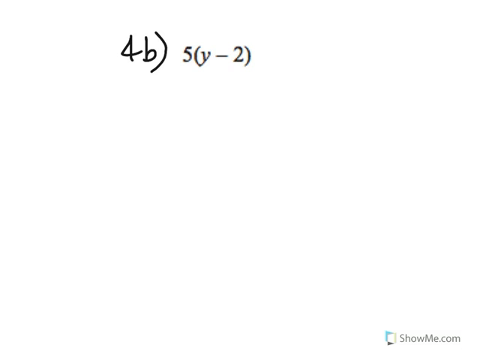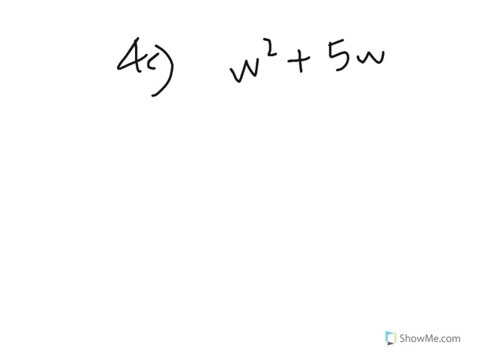You're just being asked to multiply out 5 brackets y minus 2. Now when you're multiplying an outside number with a bracket, all you got to do is multiply this by each of the terms separately. So you get 5 times y becomes 5y, minus 5 times negative 2 is negative 10. So it's 5y minus 10.